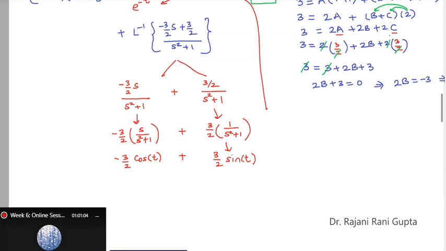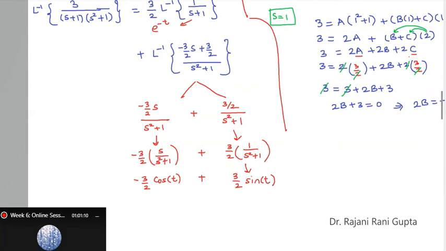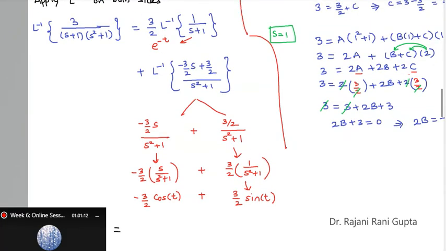So we compile the final answer. We have to start from here: 3 by 2 e power minus t. In between the sign is plus, plus, and here minus, so it becomes minus 3 over 2 cosine of t plus 3 over 2 sine of t. This completes the solution.